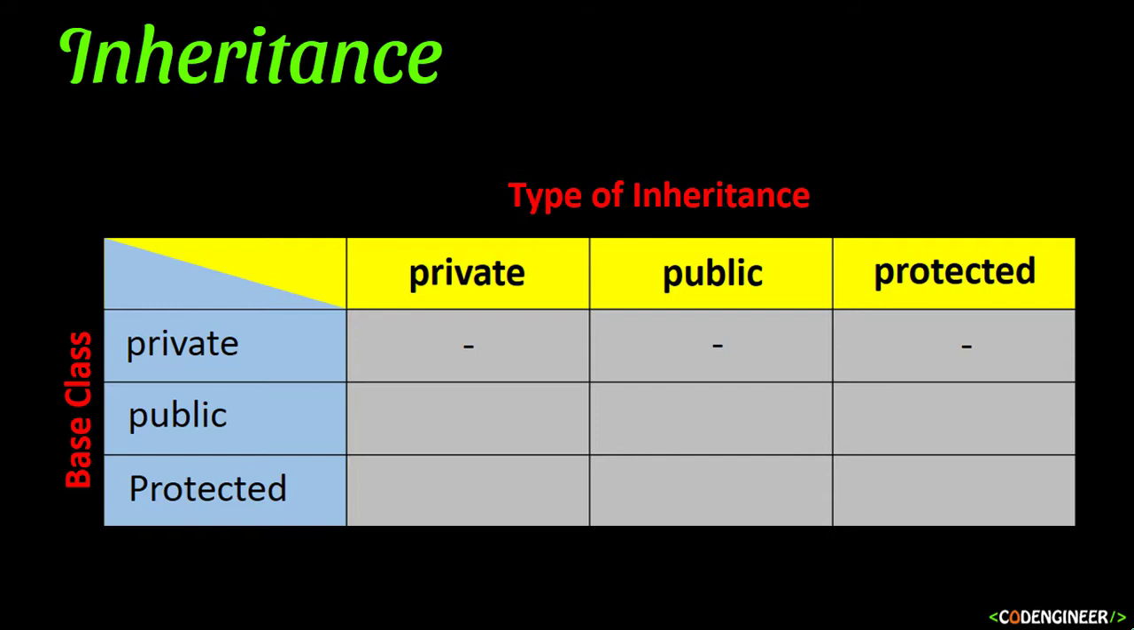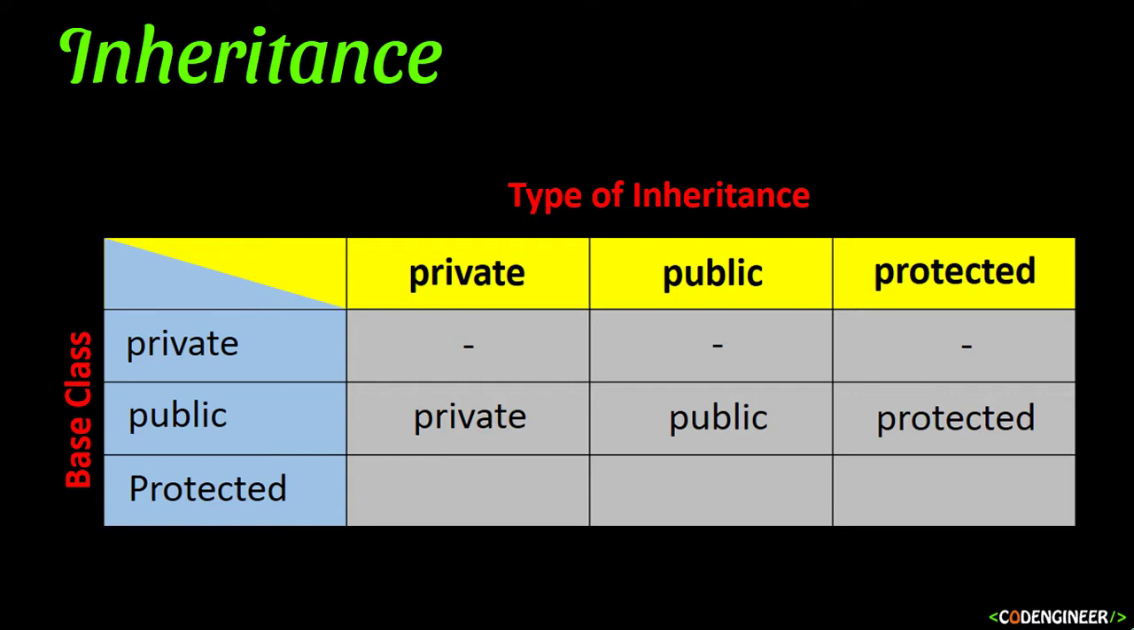We learn that public behaves like an extrovert and hence it is compatible with everything. If you inherit it privately, it will act like a private. If you inherit it as public, it will act as public. And if you inherit it as protected, it will act as protected.